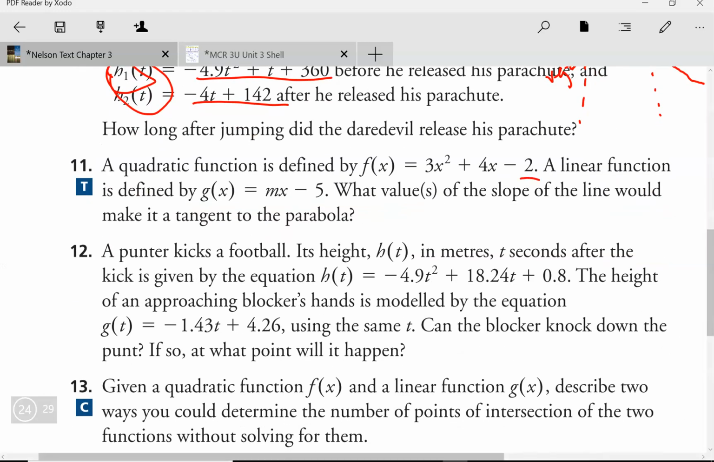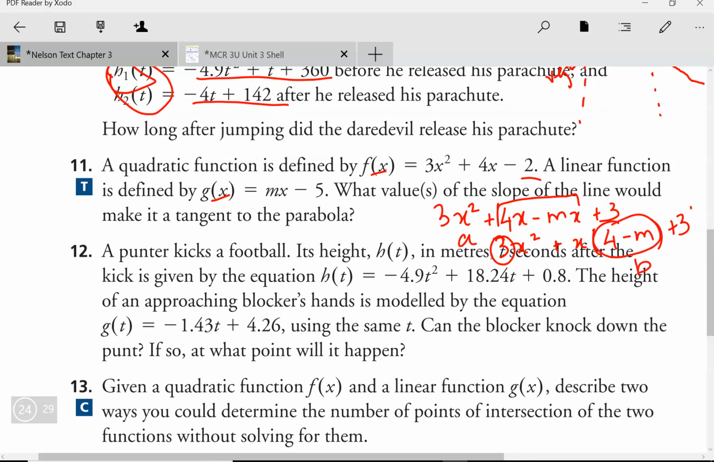Let's look at this. This is very similar to the last question that we did. You're just going to say f of x equals g of x. You're going to rearrange everything to one side: plus 4x minus mx minus 2 plus 5. We're going to factor out an x from these two terms, giving 4 minus m. So this is our a, this 4 minus m is our b, and this is our c. So you can do b squared minus 4ac.